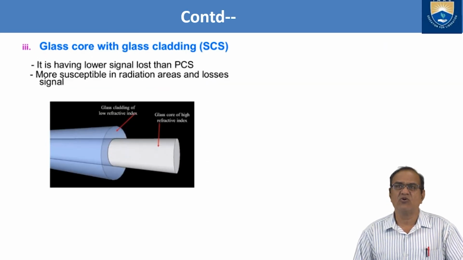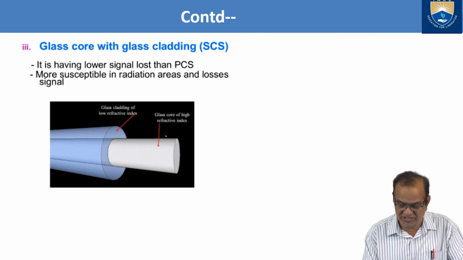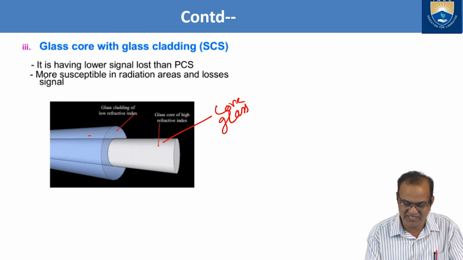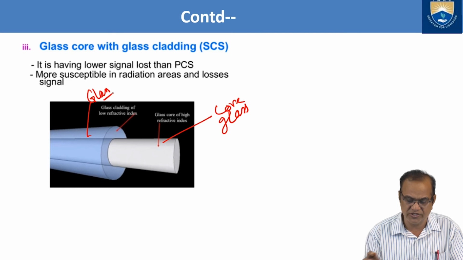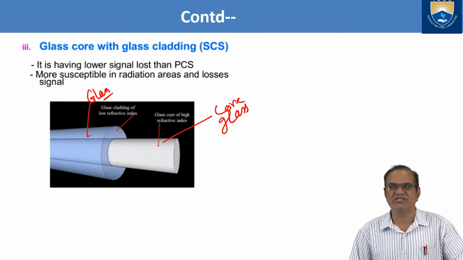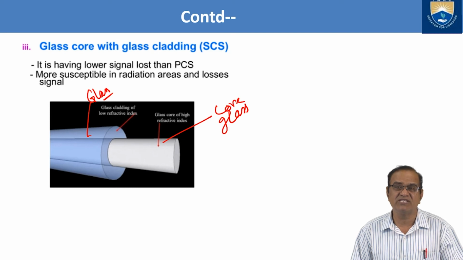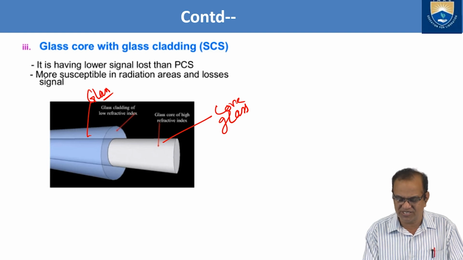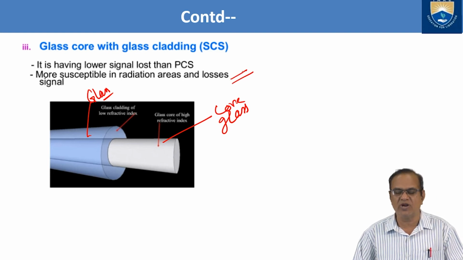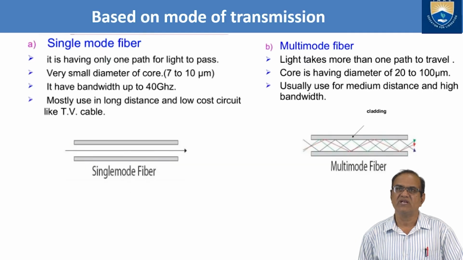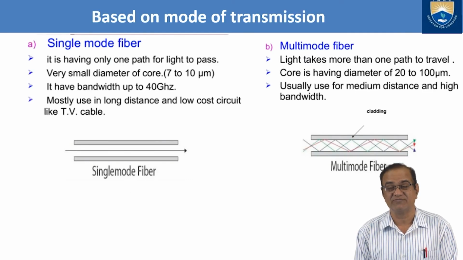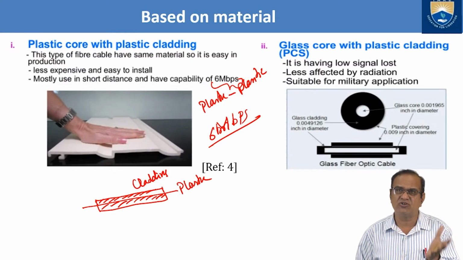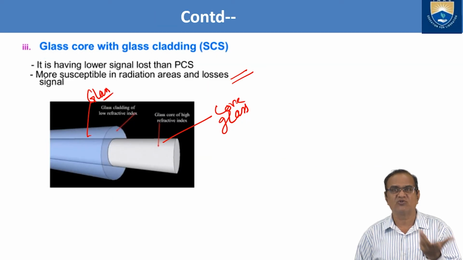The third one is glass core with glass cladding. This is your core, made of very thin glass, and the cladding is also glass. It has lower signal loss than PCS, the lowest among these, but it is more susceptible to radiation, and signal losses are there. So based on the material, we have plastic to plastic, glass to plastic, and glass to glass.